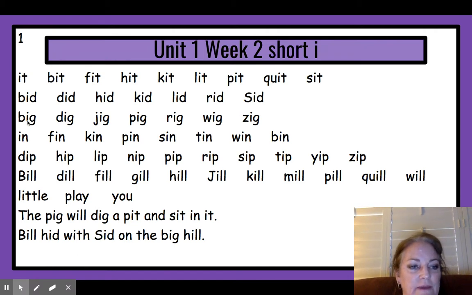Now the next line, we have ig words. Ig, ig. So these are the ig word family words. Let's stretch it. Big, big, big. Dig, dig, dig. Jig, jig, jig. Pig, pig, pig. Rig, rig, rig. Wig, wig, wig. Zig, zig, zig.